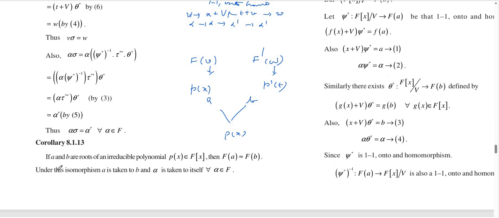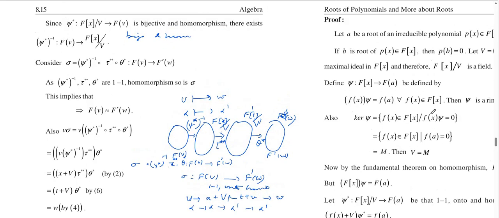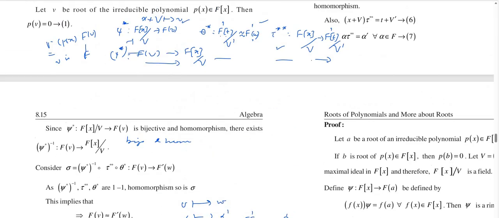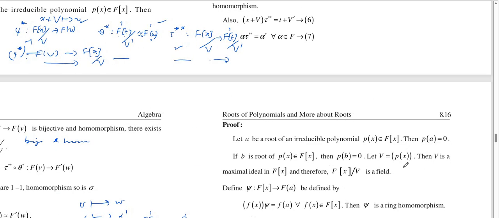Under this isomorphism, a is taken to b, and alpha is taken to itself for every alpha in F. So we will consider this. Let a be a root of this irreducible polynomial. Then p of a is 0. Let b be a root of this, so p of b is 0.